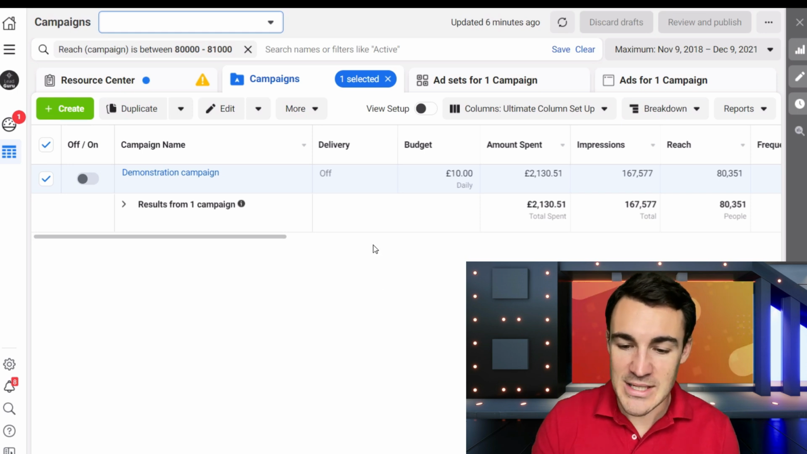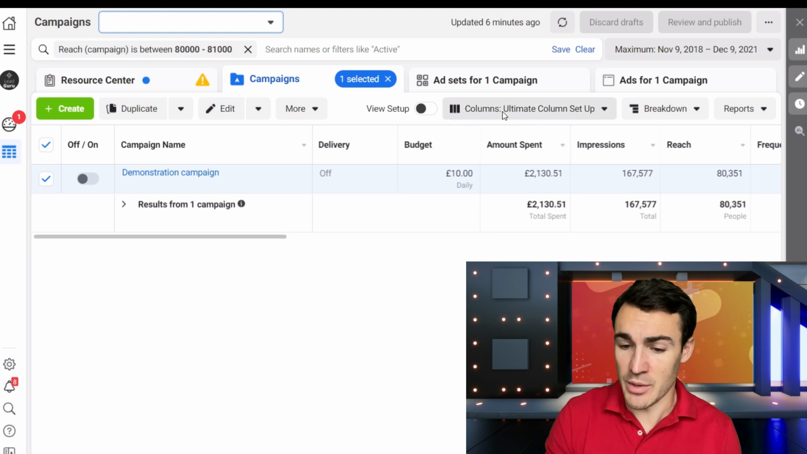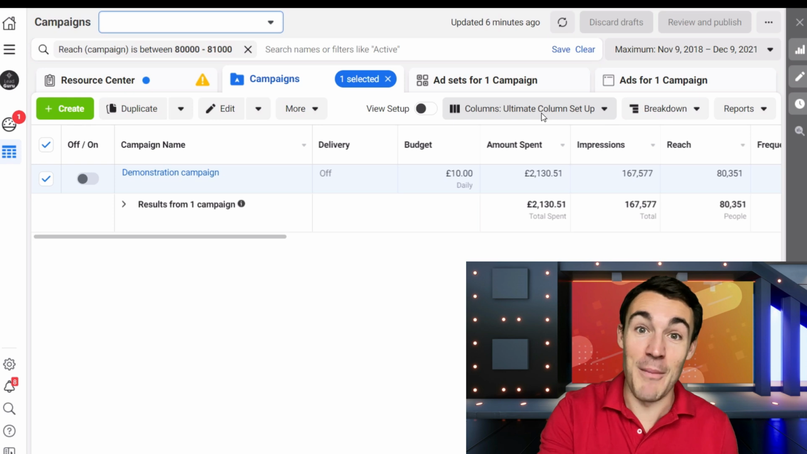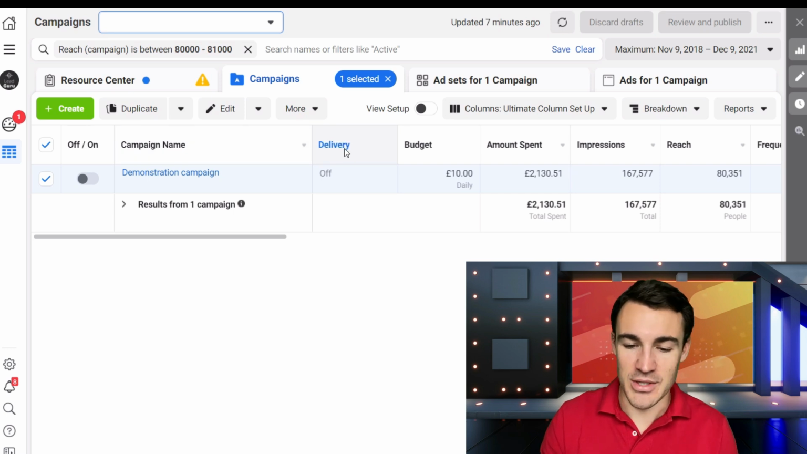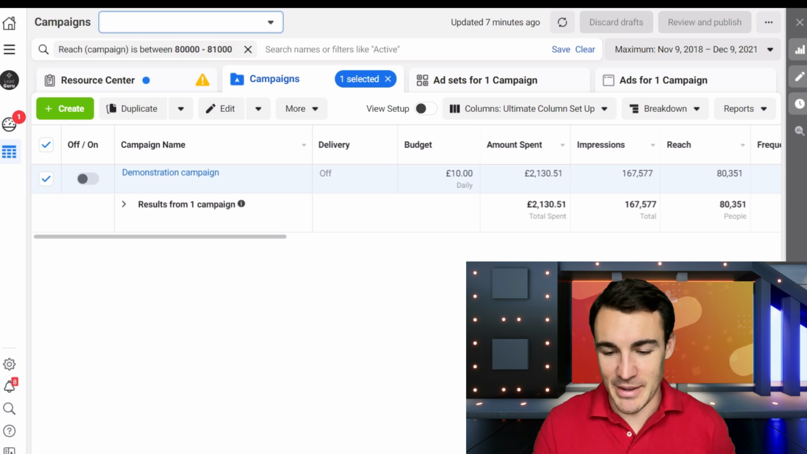So we start very simply. And I'm going to go through the columns, by the way, because I think that's the most important way. We're not using one of the presets. We're using what I call the ultimate column setup, and I'd recommend you replicate this if you'd like. Right, so the first three, we've obviously got what? We've got campaign name, delivery, budget, amount spent. Fairly obvious, you want that metric. Doesn't really mean a whole lot.